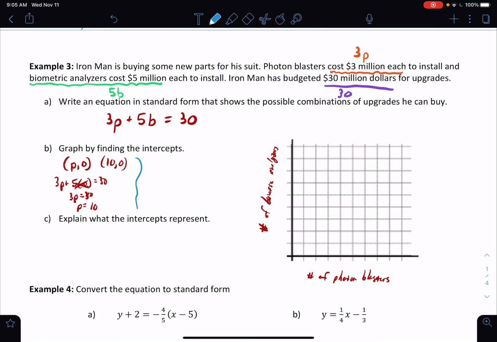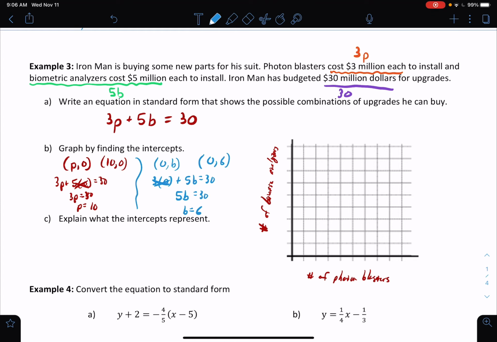Okay? My B-intercept, B is playing the role of my y. I plug in 0 for P, and I solve this for B. So I get B equals 6. Okay, so my B-intercept is 0, 6.